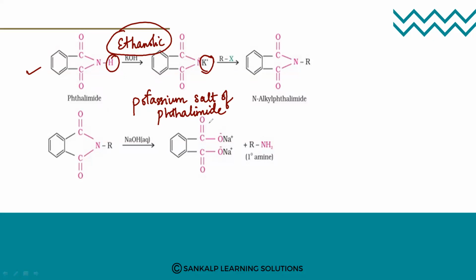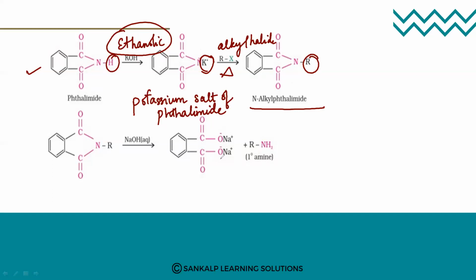Now this potassium salt of phthalimide, we are going to heat with an alkyl halide. What is happening? The K plus is replaced by the R group, and we get N-alkyl phthalimide.